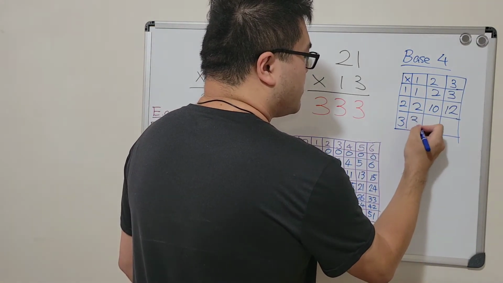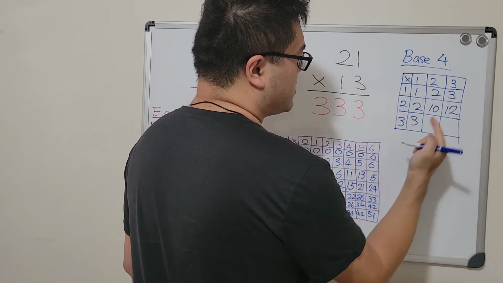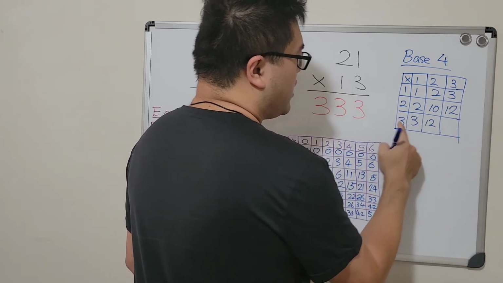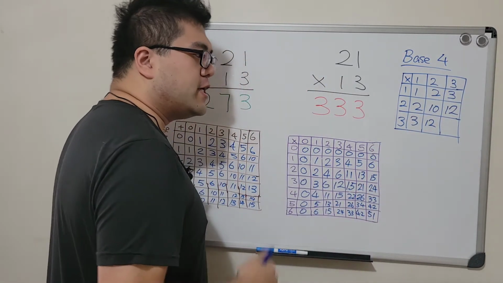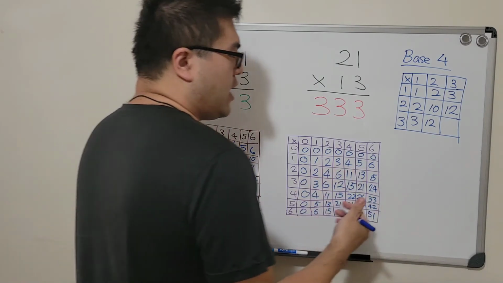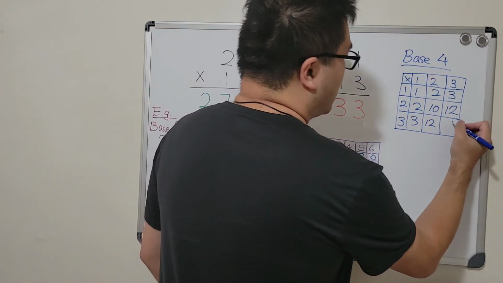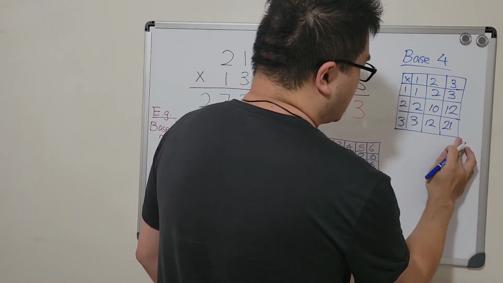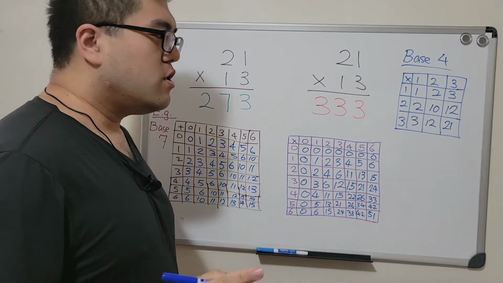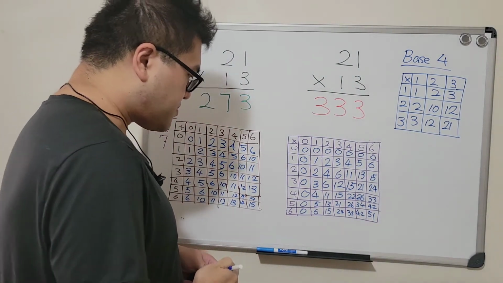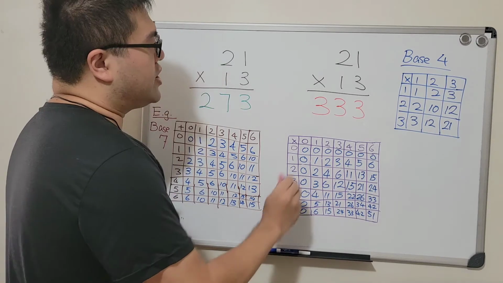3 times 1 is 3. 3 times 2 is 6, which is 1, 2. And last, 3 times 3 is 9. And again, in base 4, we write it as 2, 1. Last, let's try to see how we check this.